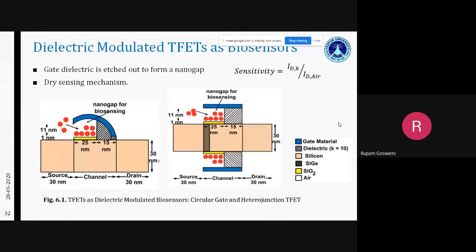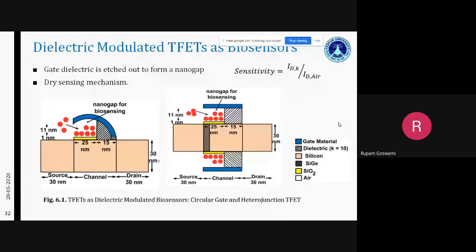So we took up two devices. First of all, the circular gate tunnel field effect transistor, which you just saw a couple of minutes earlier in the section for TFETs. And another one is the heterojunction TFET, which you have also encountered a couple of minutes earlier. As you can see, we have etched out a nano gap, and we are trying to incorporate the biomolecules.